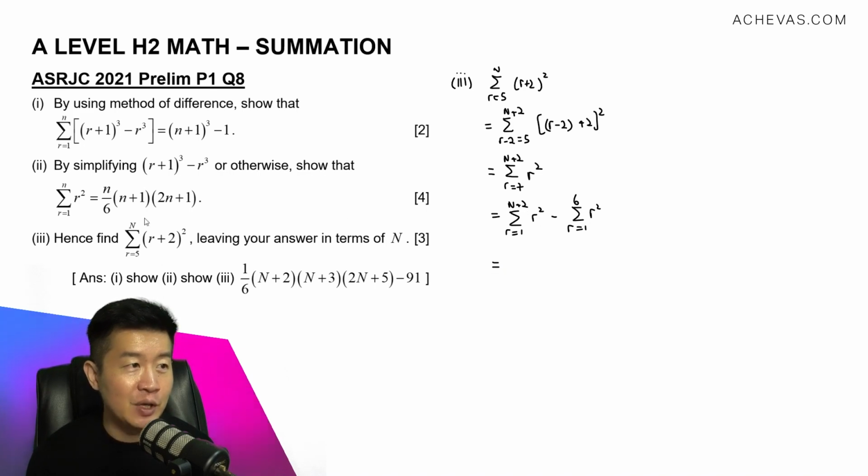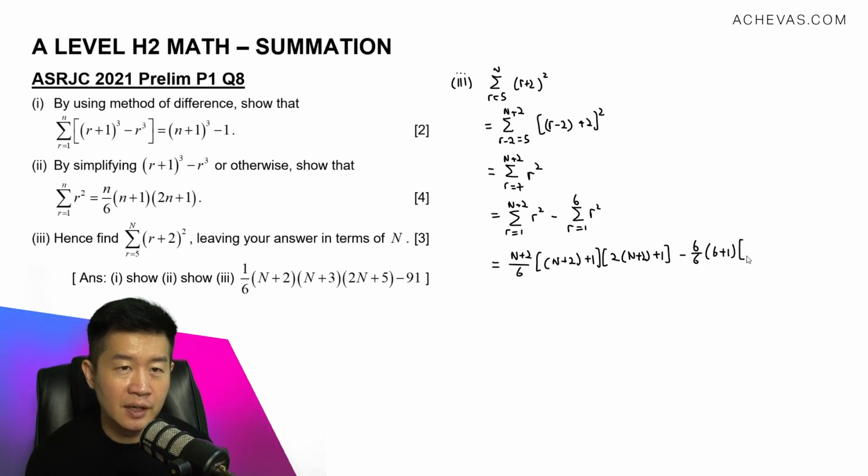So for this, we can then make use of the result that we have from the previous part, just that we need to replace all these 3 n's here by n plus 2. So it is going to be n plus 2 over 6. Then here, I'm going to replace it by n plus 2, then plus 1. Then this n here, I'm also going to replace, so it's going to be 2 times of n plus 2 plus 1. Then I will minus away this, where I'm going to replace this n here by 6. So it's going to be 6 over 6, then 6 plus 1, then 2 times of 6 plus 1.